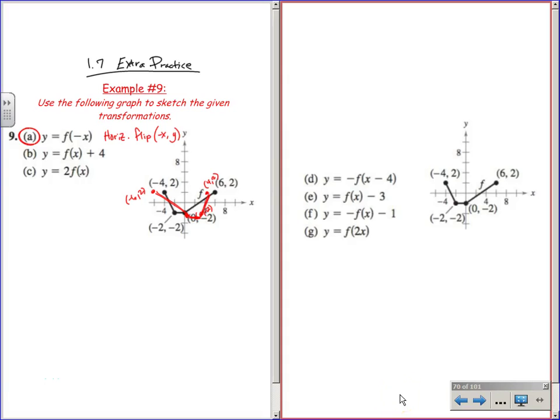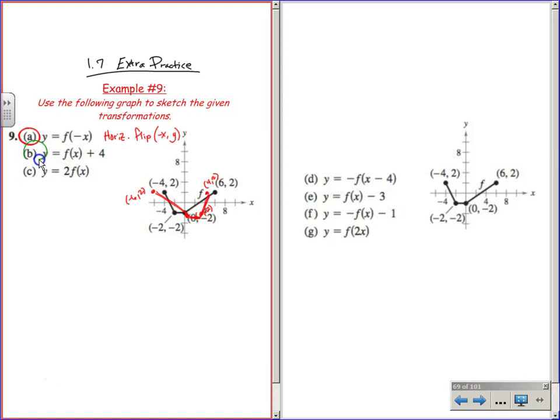Guys, it's probably fairly normal. Here we go. Letter B. What's going on to the original function? What transformation? Shift? What kind of shift?